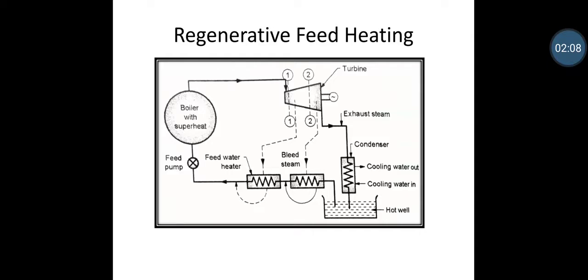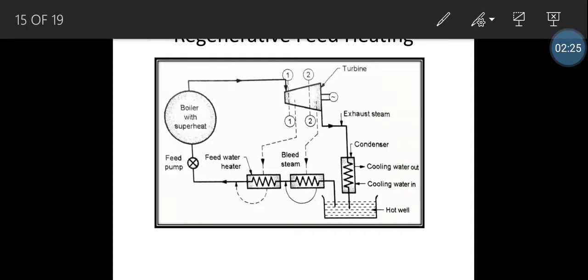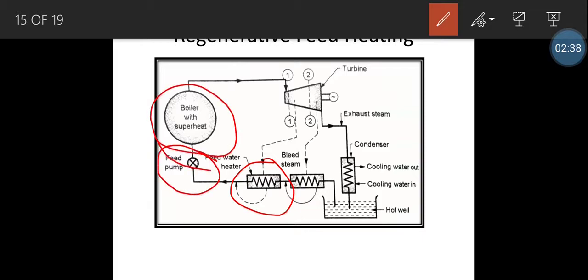Now, the condensate passes through the coil of a feed water heater, which is surrounded by the bleed steam from the turbine. This bleed steam heats the condensate flowing through the coil. That heated water is further passed to a pump, where it is again supplied to the boiler with the help of a feed pump. So this is how it is passed to the boiler.